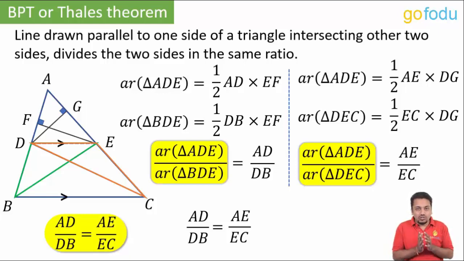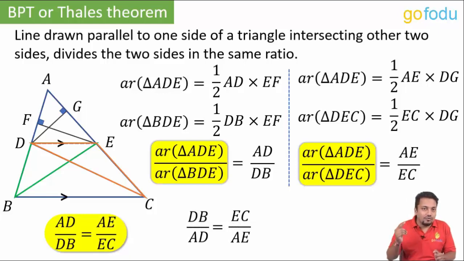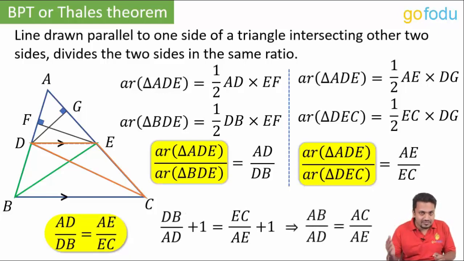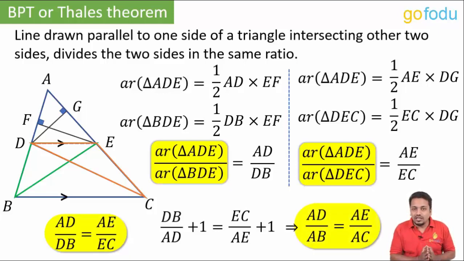Acha, the converse also holds true here. A line dividing two sides of a triangle in the same ratio is parallel to the third side. A little extension to this result: take the reciprocal on both the sides and add 1 on both the sides. Take LCM, add, and again take the reciprocal. The end result again is fascinating. AD upon AB is equal to AE upon AC.